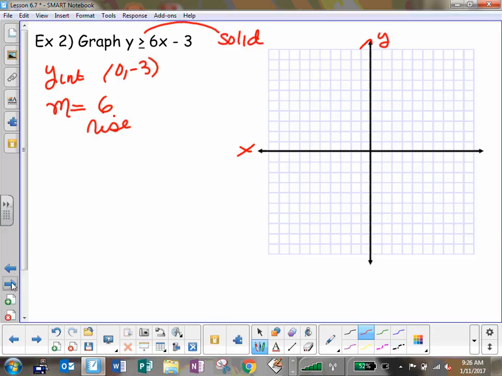So we start at negative 1, 2, 3. We're going to go up 1, 2, 3, 4, 5, 6 over 1. 1, 2, 3, 4, 5, 6 over 1. This is solid. So we're just going to do a line. So this is nothing new. Arrows on both ends because they continue on.